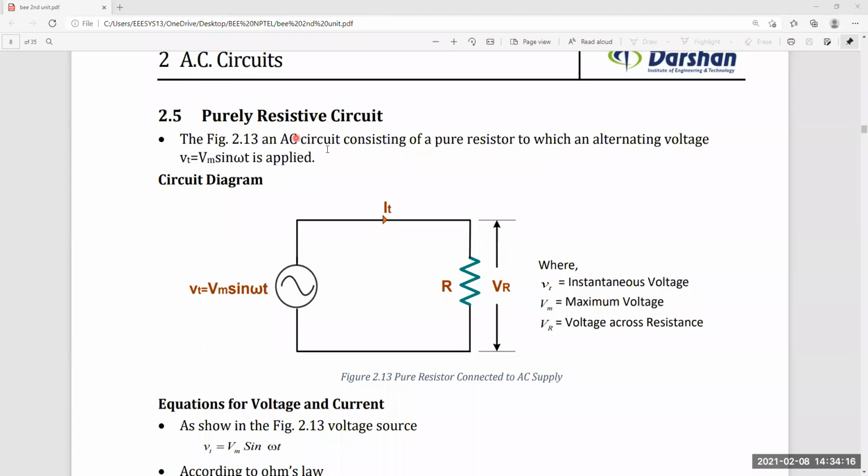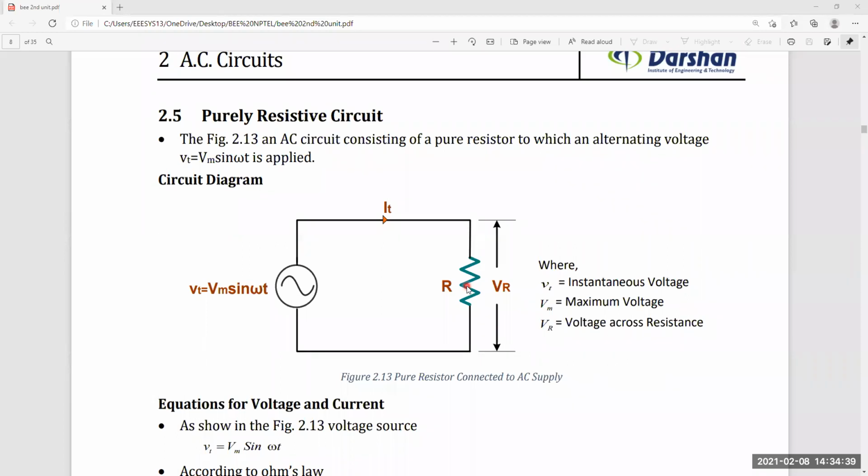For a purely resistive circuit, the AC input is V(t) = Vm sin omega t. So this is called the input, and this is called the load, the resistive load. Across the resistive load, what is the voltage and what is the power?